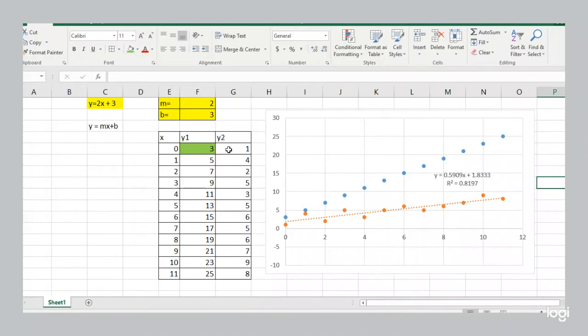Okay, now I'm going to change the numbers here that these orange points are based on, and you'll see the equation for the line of best fit will also change. Right? So right now it has a slope of about 0.59 and a y-intercept of 1.8. Okay, now I'm going to change the data.